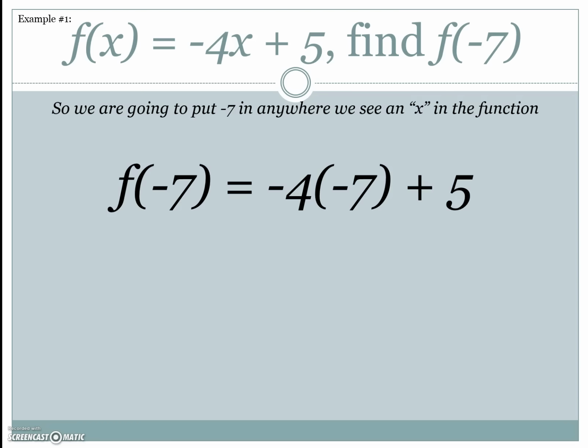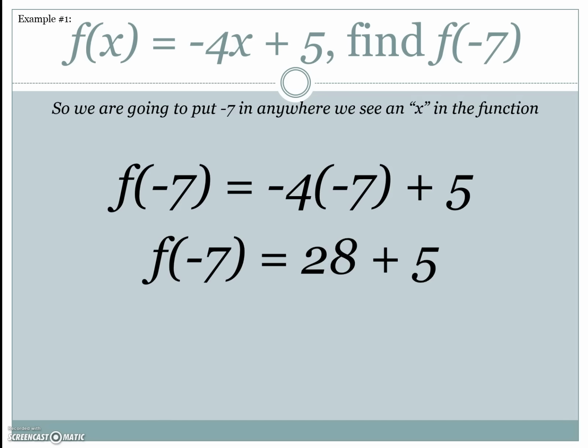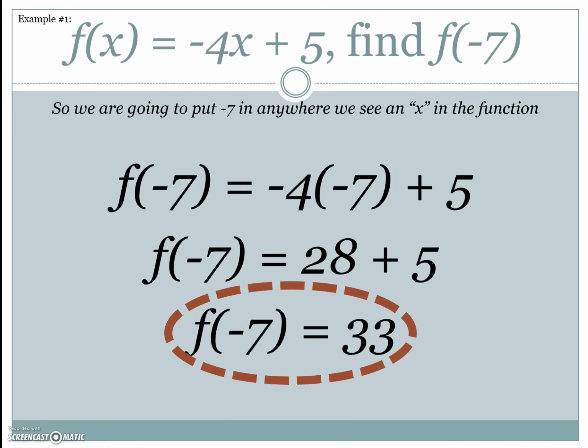From here, we're now going to use order of operations. So we're going to multiply negative 4 times negative 7 to get a positive 28, and then add 28 plus 5 for a total of 33. So when I'm asking for f at negative 7, I want to identify what is our essential y value for where x is equal to negative 7. In this specific problem, it's 33. So that would be our answer.